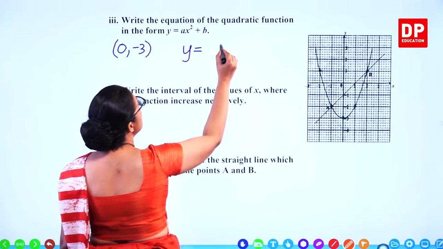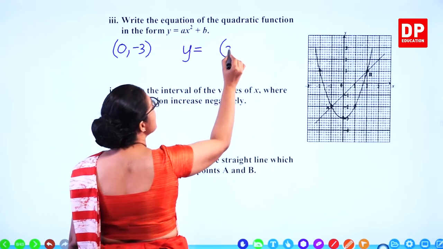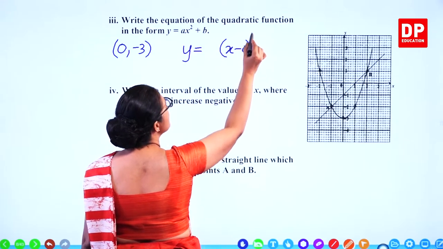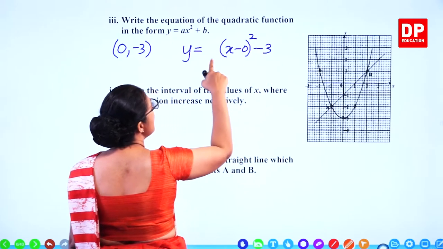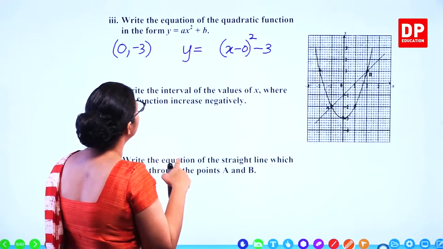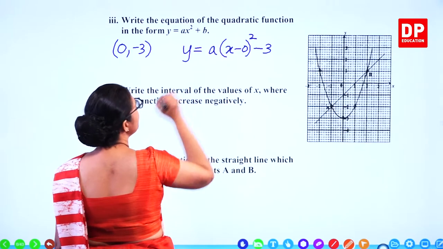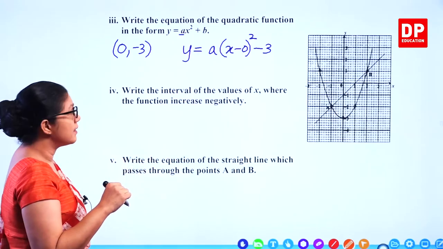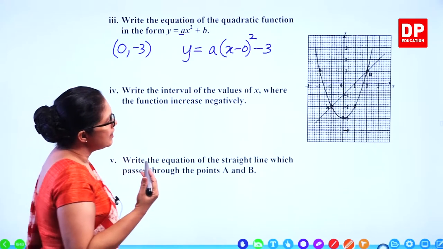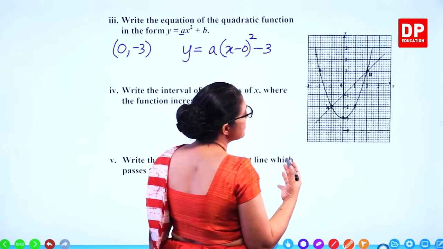So here, x equals 0 means (x minus 0) squared comes, and minus 3 is there. This is minus 3. Now, how do you identify the a term? There's a coefficient before x squared. How do you find it out? You can take any point and substitute.